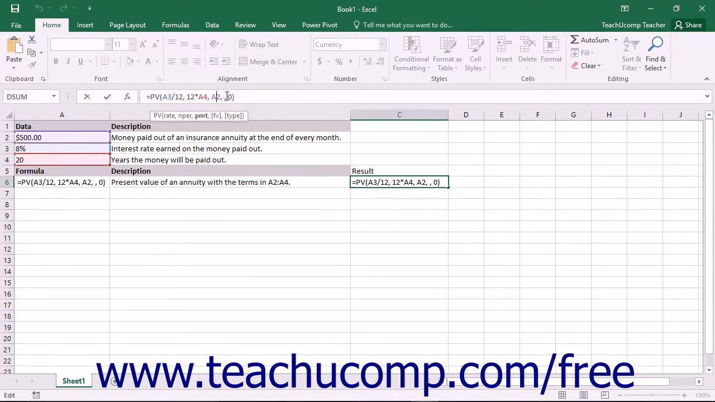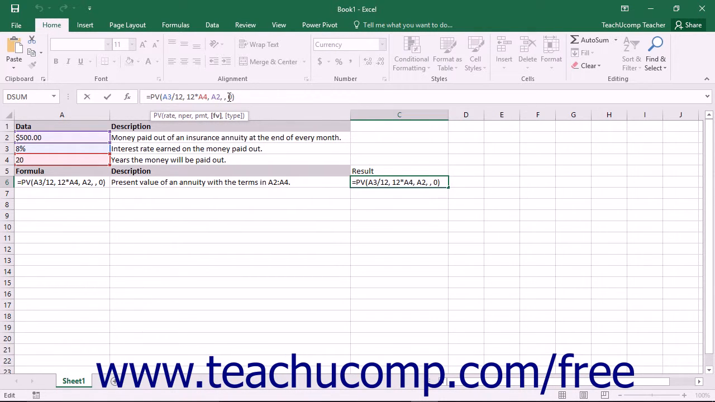The future value argument is optional, and this is the future value or cash balance that you want to attain after the last payment is made. If omitted, this argument is assumed to be zero. For example, if you wanted to save $50,000 over 20 years, then $50,000 would be entered as the FV argument in the formula. Note that if the FV argument is omitted, then the payment argument is required.